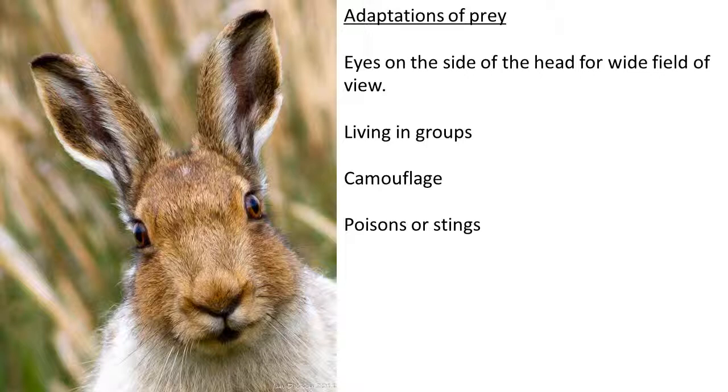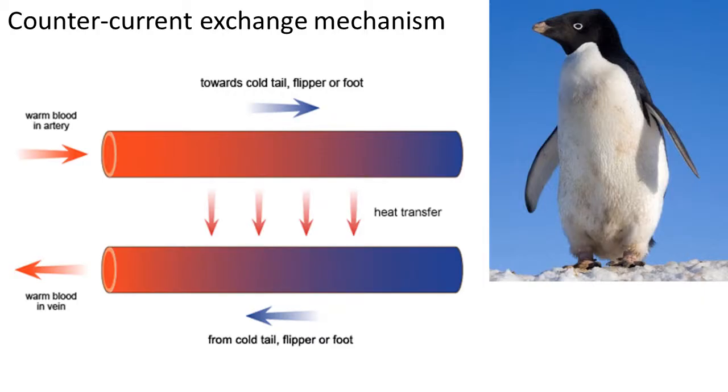Right, finally, let's talk about the counter-current exchange mechanism. This is quite a specific example of an adaptation. When penguins stand on the ice, their feet are obviously going to get really cold. Now if that chilled blood were to be pumped back up into the body, the penguin would freeze from the inside. So to prevent this happening, warm blood moving down the legs in the arteries is right next to the cold venous blood coming back from the feet. So the cold blood gets warmed before it gets back to the body.